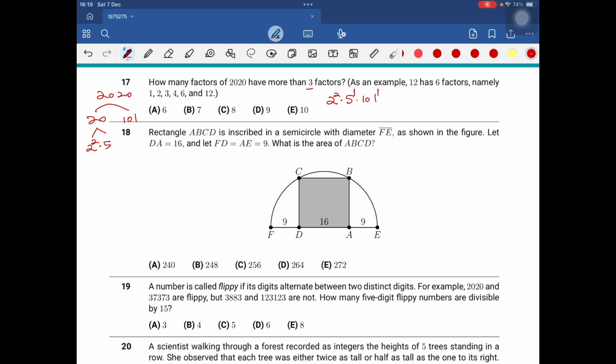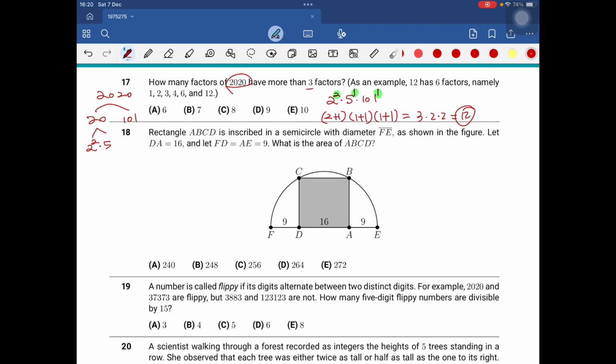When we make it like this, by prime factorizing, we can find the exponents of these prime numbers, 2 and 1 and 1. So we add 1 to each: 2 plus 1 times 1 plus 1 times 1 plus 1. This is the number of factors. So 3 times 2 times 2 is 12. There are altogether 12 factors of 2020.